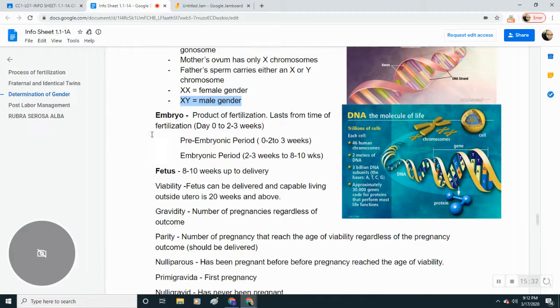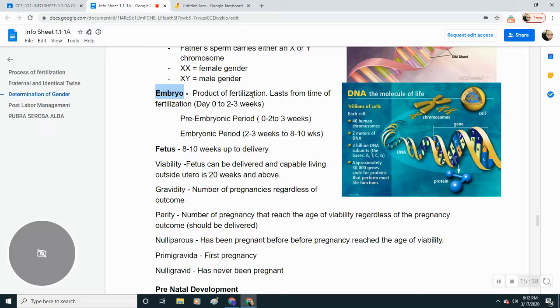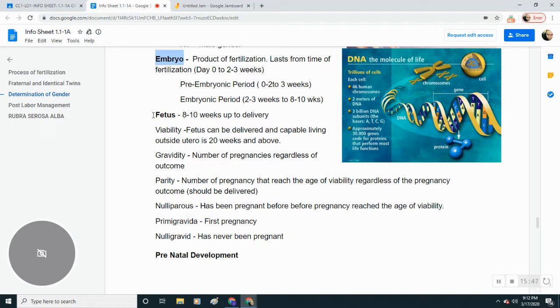Okay? So, once na nag-fertilize na, it will form into an embryo. Embryo is the product of fertilization, last from time of fertilization 0 to 3 weeks. Okay? Then, it will grow into fetus from 8 to 10 weeks up to delivery.